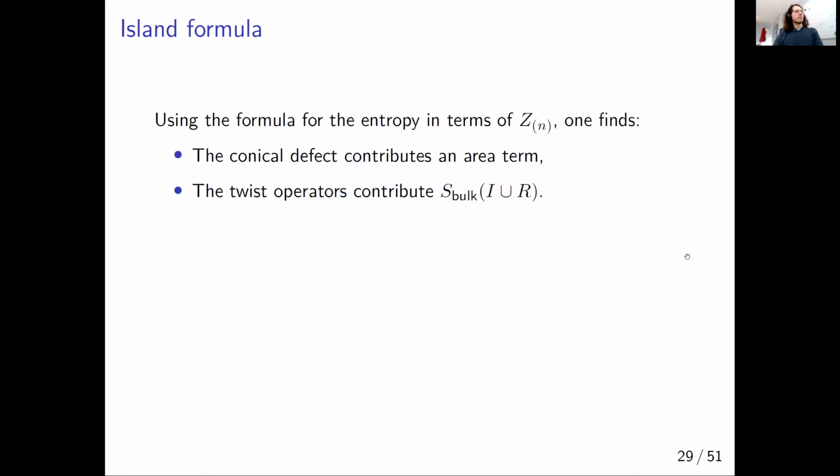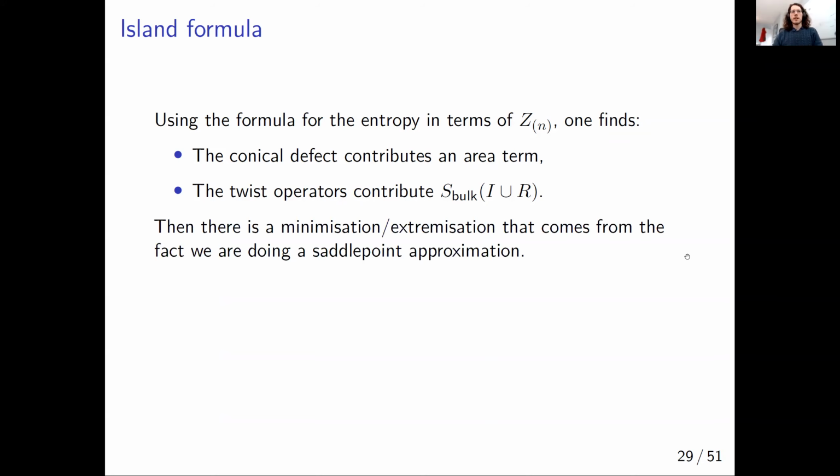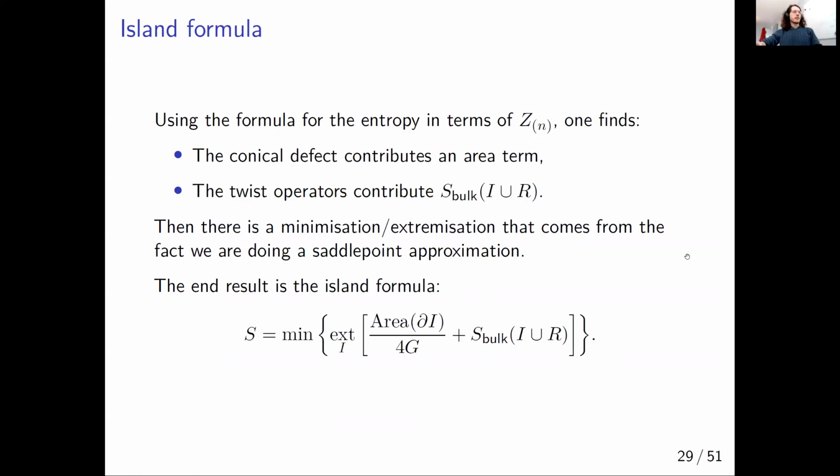So now one can analytically continue in n, and follow through on what this means for the entropy. It turns out that the conical defect at the boundary of the island contributes an area term, while the QFT twist operators contribute the bulk entropy term. And because we're doing everything in a saddle point approximation, there's also a minimization and extremization that takes place. And the end result is just the island formula as advertised. So obviously I've skipped some details, but this is the main thrust of the argument.